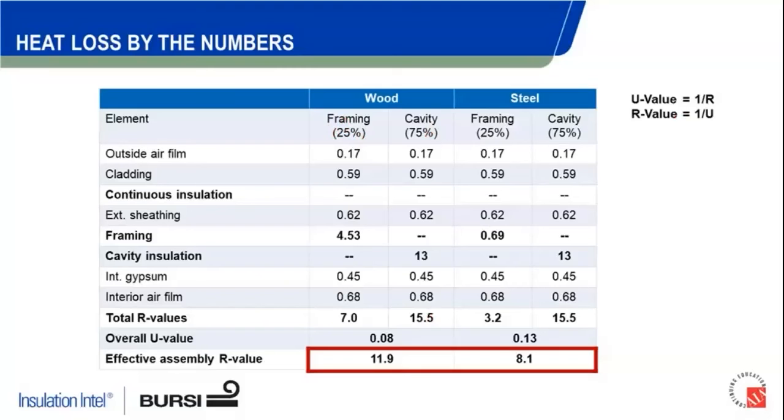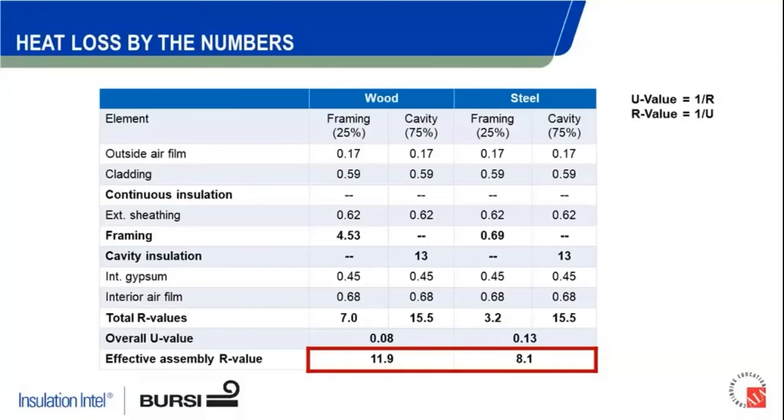So that is the transmissivity of our wall in total. So we combined all those section variations together and we got 0.08. Well, if we flip 0.08 back into R value for the sake of the demonstration here, the effective R value of that assembly in total is 11.9. So we put R13 in the cavity, we're only getting a total performance of 11.9.